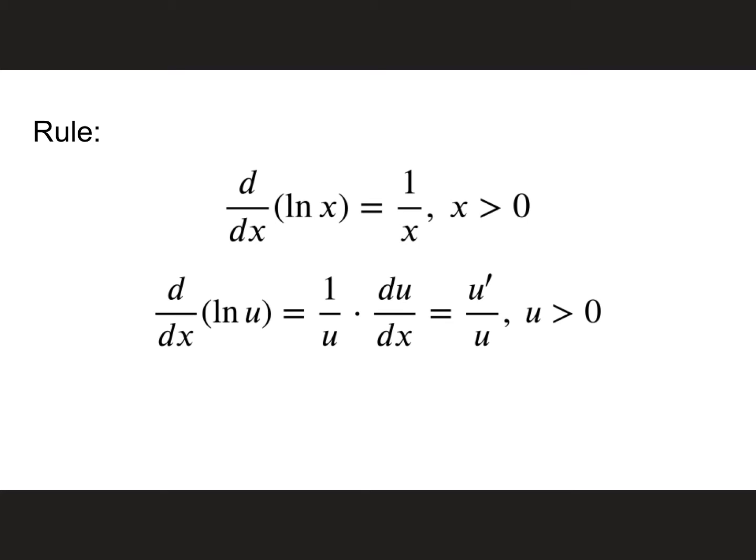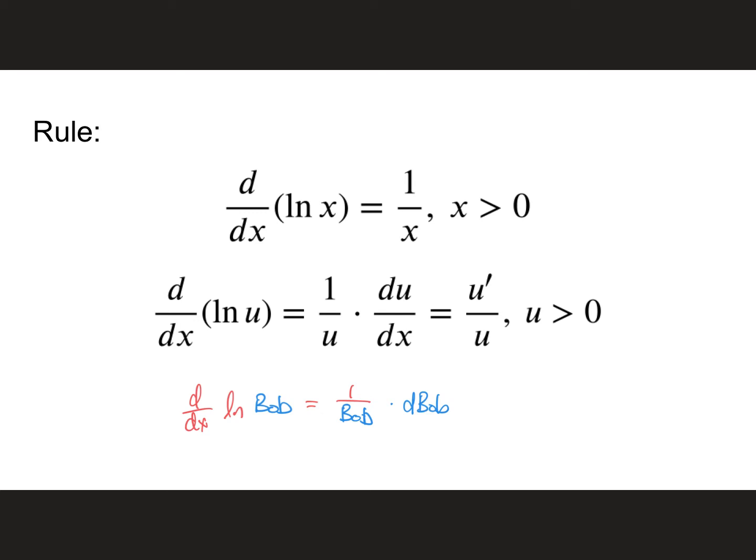I think of it like this. The derivative of the natural log of Bob. There's good old Bob. It's equal to 1 over Bob times d Bob. So this is really like a chain rule problem. And we just have to make sure that Bob's greater than 0.